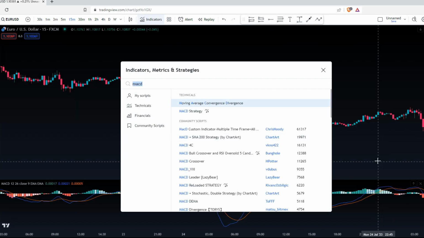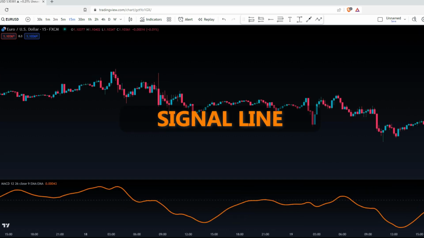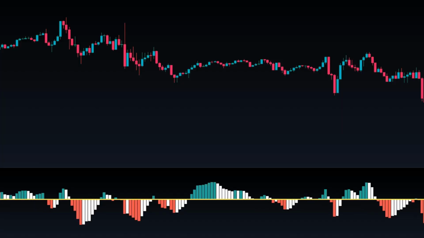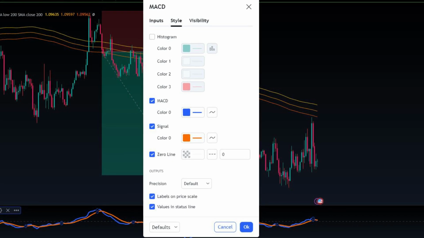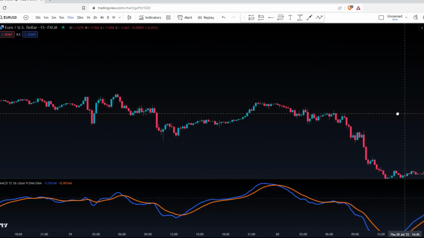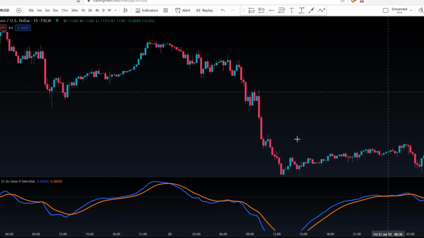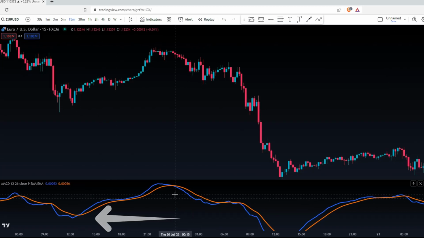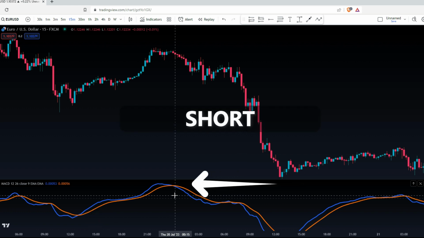Next, we're gonna add the MACD. MACD has 4 components: the MACD line, signal line, histogram and zero line. Zero line actually sits in the middle of histogram. For this strategy, you have to uncheck histogram and leave rest of the settings as default. But we do not use MACD on its own. In fact, it is our entry signal which allows us to enter a trade based on the previously established trend direction. So for a long entry signal, the MACD cross should happen below the zero line, and for the short entry, it has to happen above the zero line.